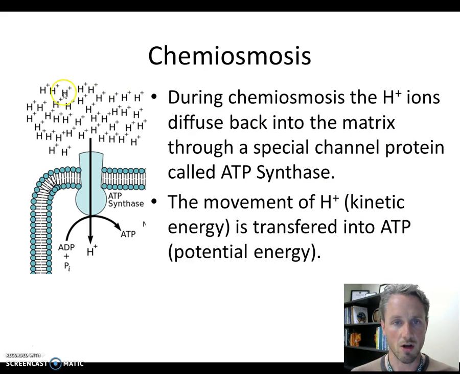So during chemiosmosis, all these hydrogen ions that are crowded in the intermembrane space want to diffuse back into the matrix. We let them diffuse through a very special channel protein called ATP synthase. And when one of these hydrogen ions moves through ATP synthase, that movement, or kinetic energy, is transferred into ADP to make ATP, potential energy. And that's the step that makes all the ATP that we're going to make during the electron transport chain and chemiosmosis.